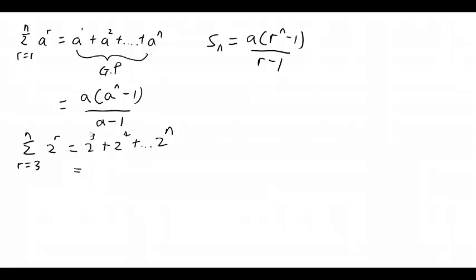In this case, what is the first term? The first term is 2 to the power 3, which is 8. What is the r? The r is 2. And what is the number of terms? You take n minus 3 plus 1.